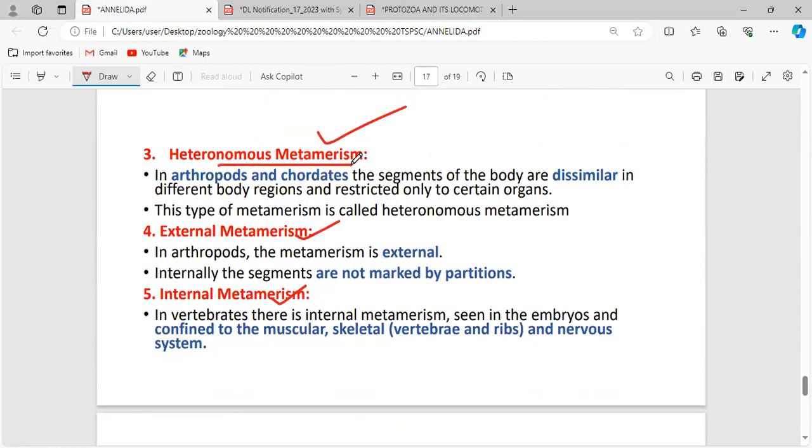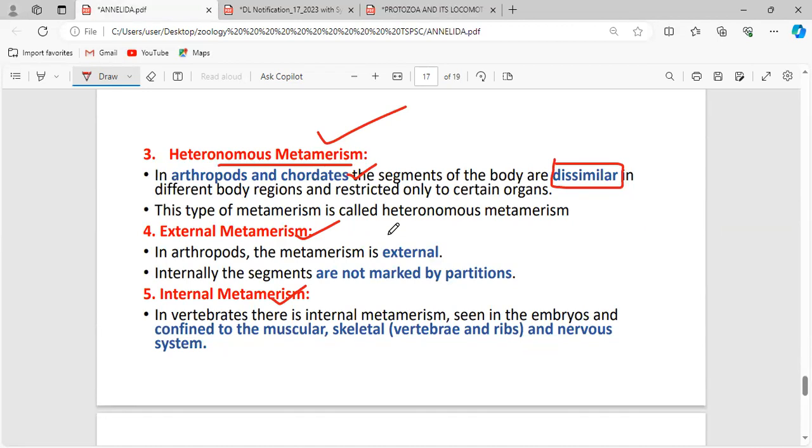And heteronomous metamerism is where the segments are not similar when compared to the other segments. One segment will be different in structure when compared to the other segment in the same individual. And the best example for this is phylum arthropods. This is said to be heteronomous metamerism.